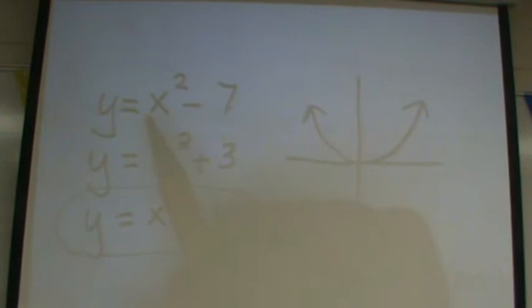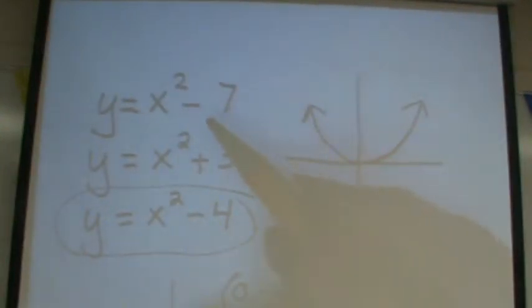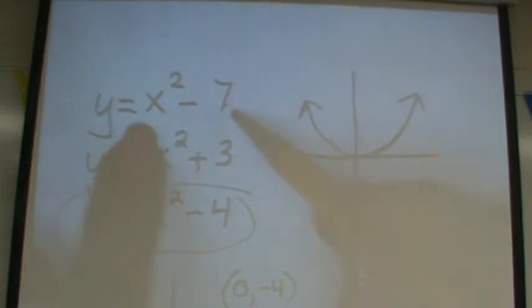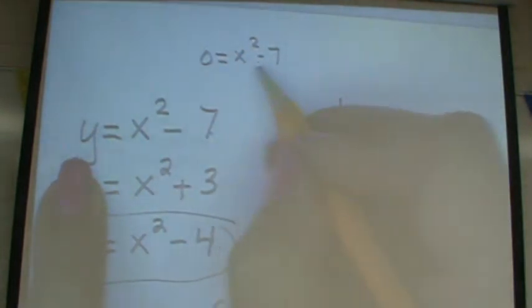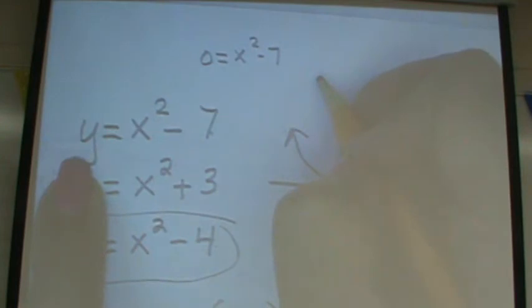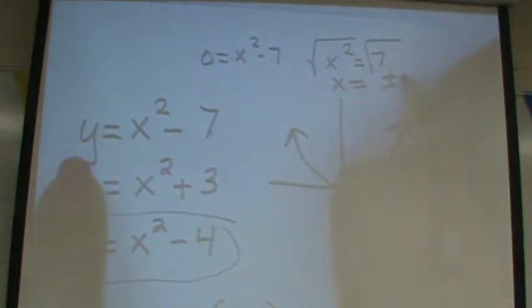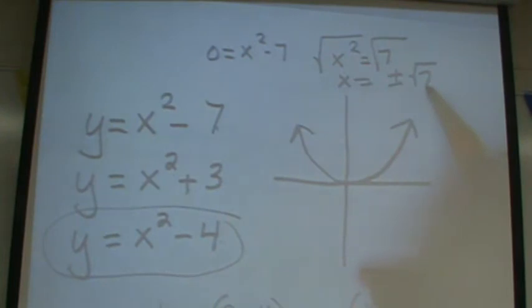Now for something like this, x squared minus 7, how do you know where your graph is going to hit the x-axis? Because you're going to be shifted 7 units down. When you set this equal to 0 and you bring your 7 over, you're going to have x squared equals 7. When you take the square root of that, x equals plus or minus the square root of 7. This is the only time when you're going to need a calculator to take the square root of 7 to find out what it's between.